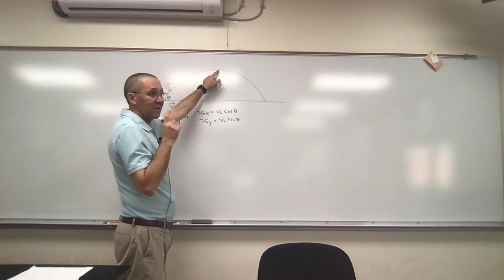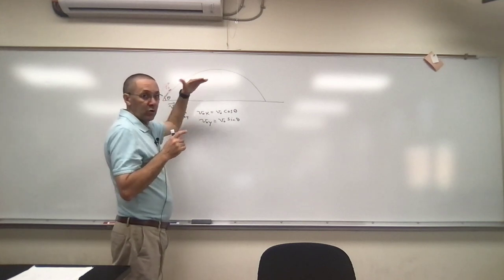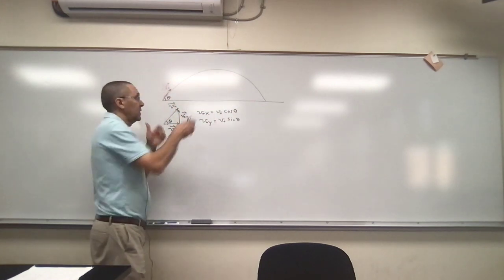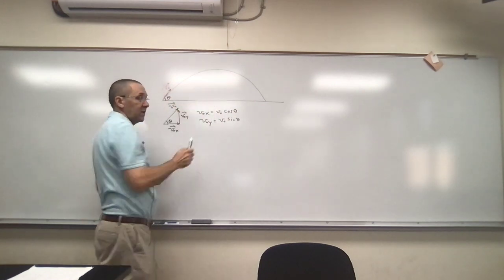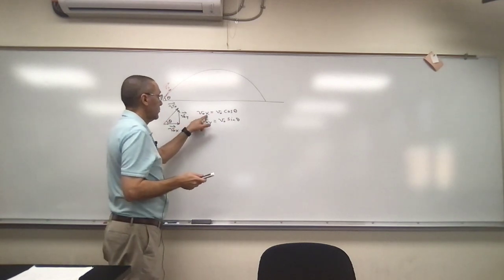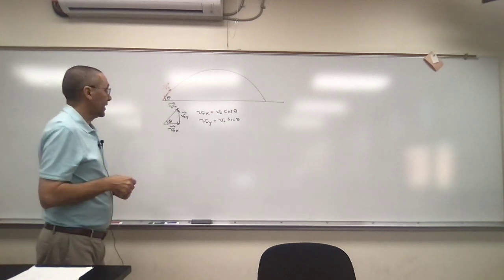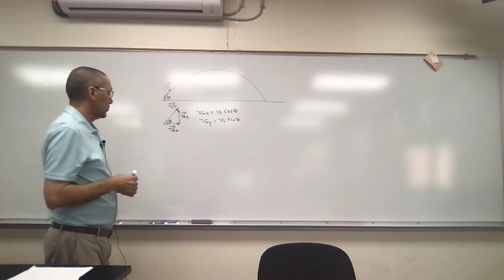So your velocity up here is not zero. Your velocity up there is all horizontal. And then you start to speed up on the way down. So at the top, the velocity is not zero. The velocity is just V0x. Okay? And the acceleration is negative 9.8 or negative 10, depending on what we decide to use.